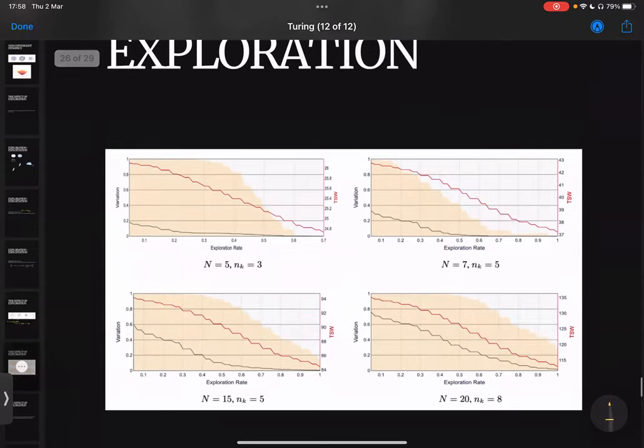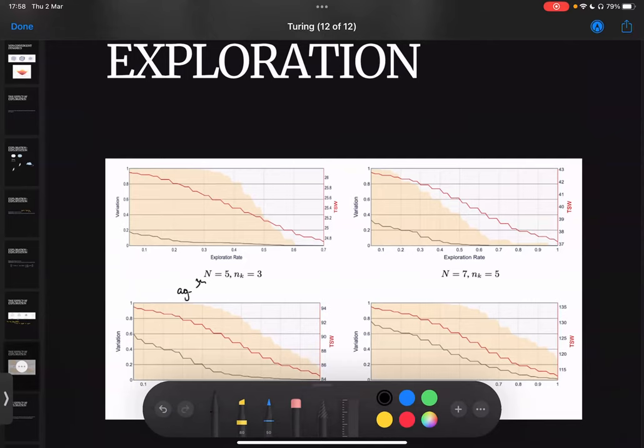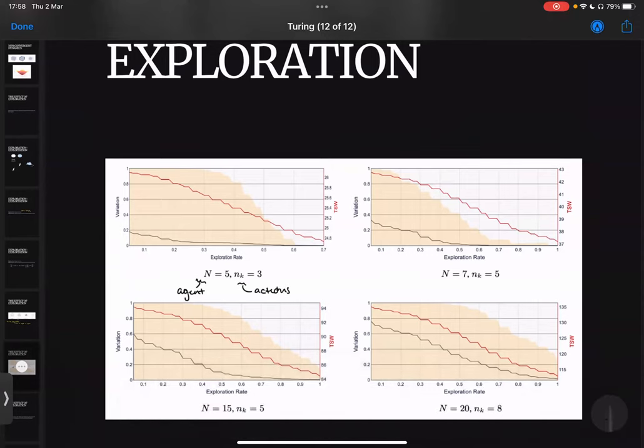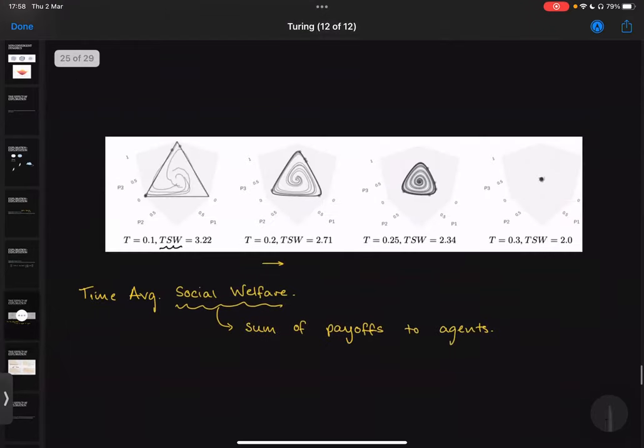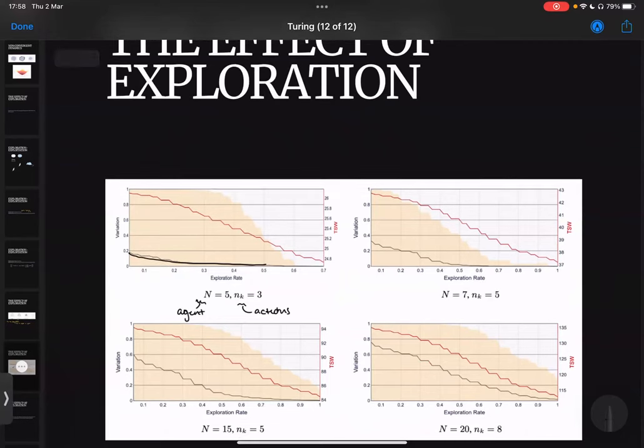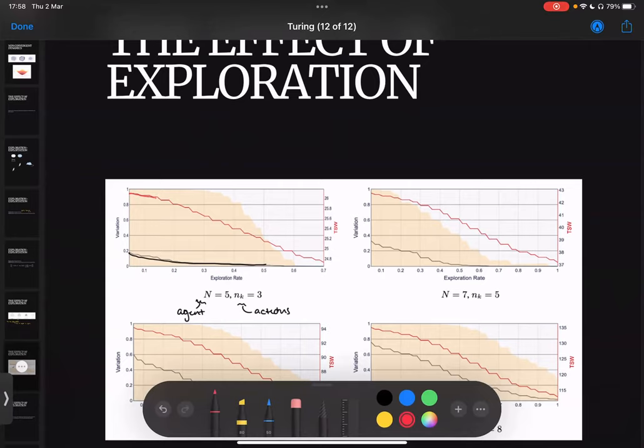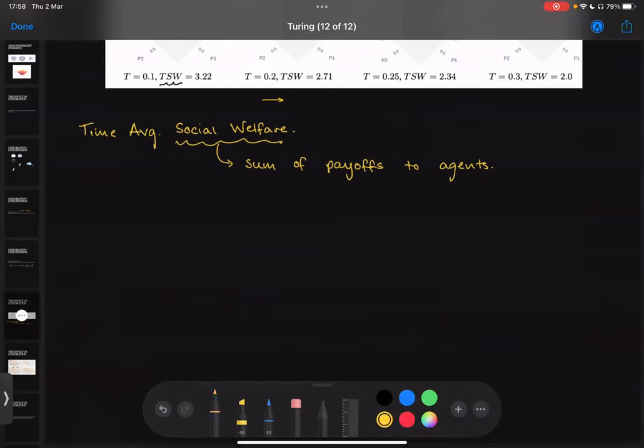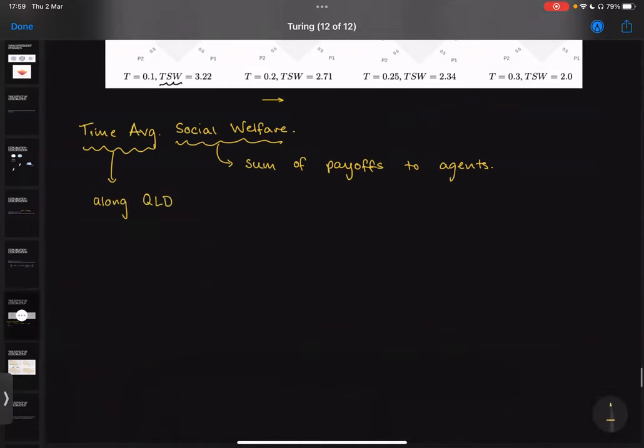If we take this even further, beyond that particular game, we saw this to be a general phenomenon. Here we're just generating random games again and again for different numbers of agents. Capital N is the number of agents, little n is the number of actions they have available to them. The black line measures the convergence of the Q-learning dynamic, so as we increase the exploration rate, the agents are converging more and more, as we saw in these examples. The red line measures the time average social welfare, where we look along the Q-learning dynamic and then take the average at the end.